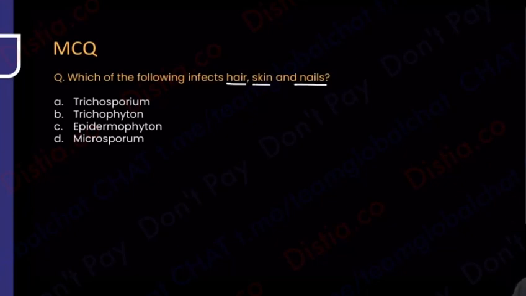When the trio is affected, remember, many students make this mistake. They've learned trio is something with tri, but what tri? Tri was trichophyton. So when I talk about dermatophytes, it is trichophyton. It is not trichosporon. Where do you study trichosporon?